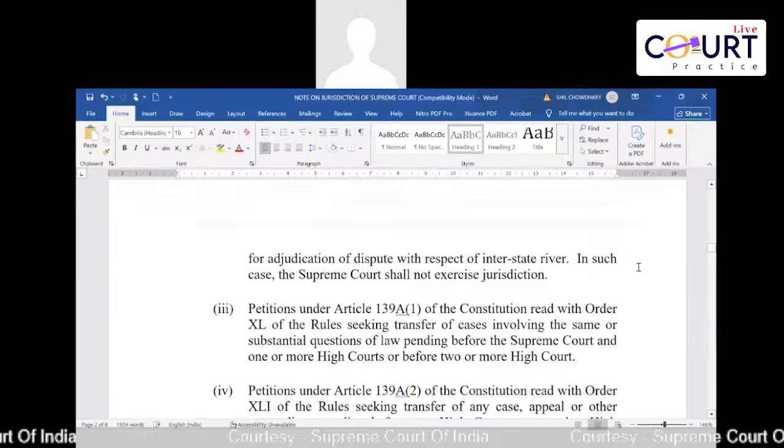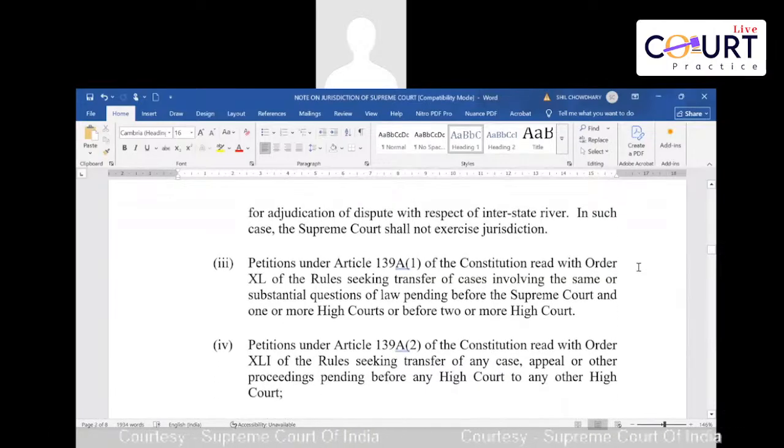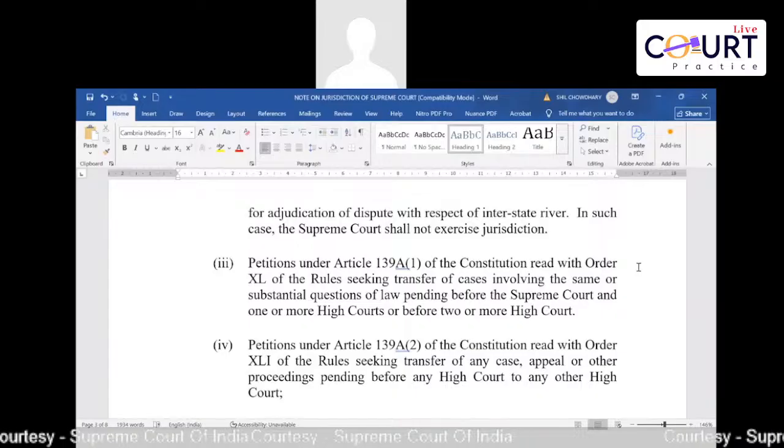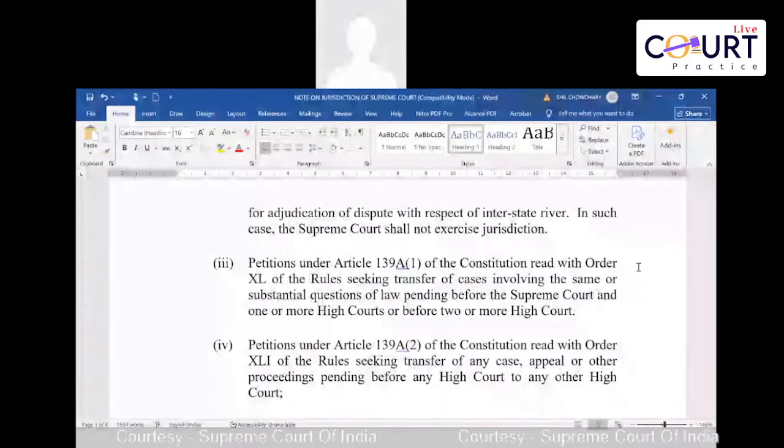Now, let us move ahead. What is the third category of original jurisdiction? Under Article 139A(1) of the Constitution, read with Order 40 of the rules, transfer of cases is sought involving the same or substantially similar question of law pending before the Supreme Court and one or more High Courts, or before two or more High Courts. So in exercising jurisdiction under 139A(1), the Supreme Court will transfer the case to itself.